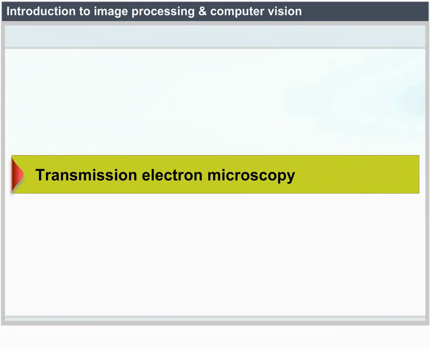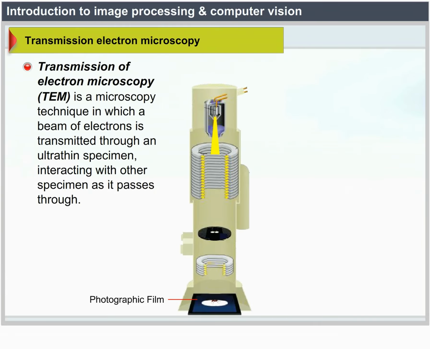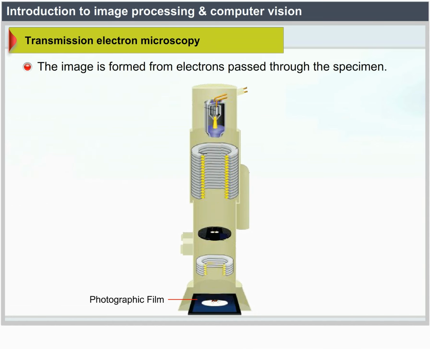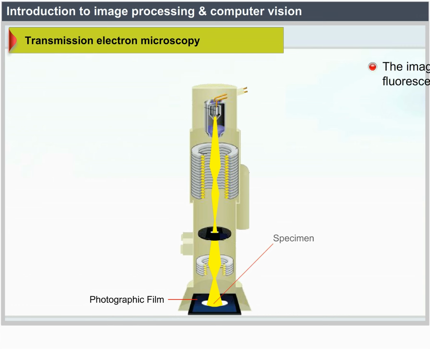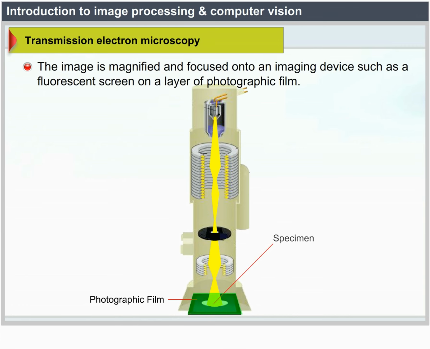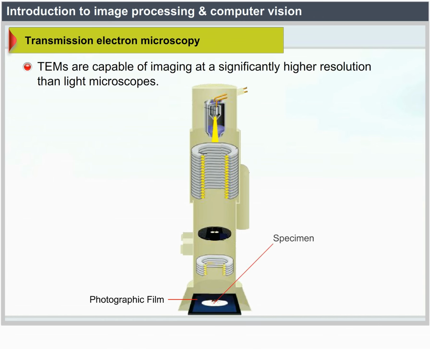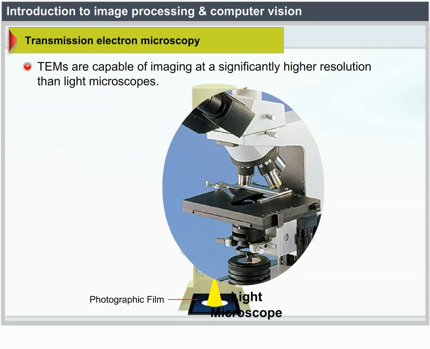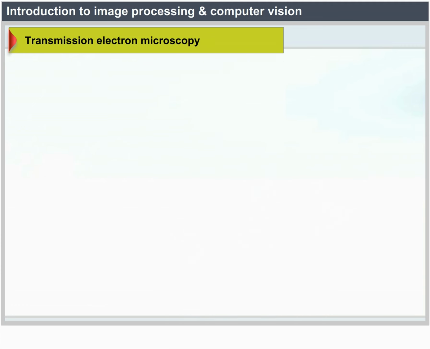Transmission electron microscopy. Transmission electron microscopy, TEM, is a microscopy technique in which a beam of electrons is transmitted through an ultra-thin specimen, interacting with the specimen as it passes through. The image is formed from electrons passing through the specimen. The image is magnified and focused onto an imaging device, such as a fluorescent screen or a layer of photographic film. TEMs are capable of imaging at a significantly higher resolution than light microscopes.